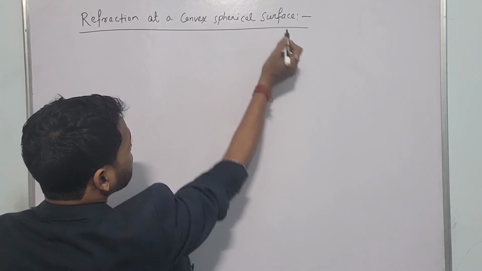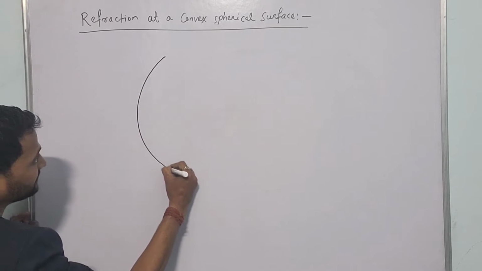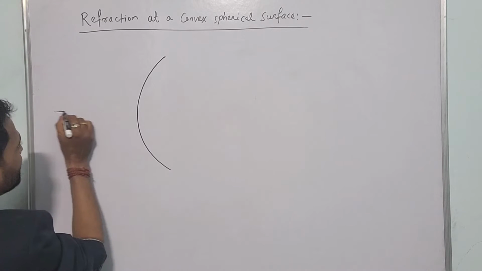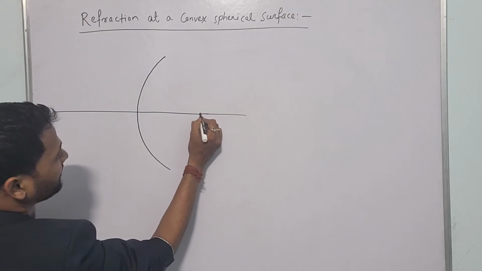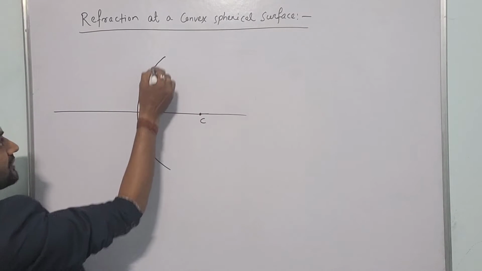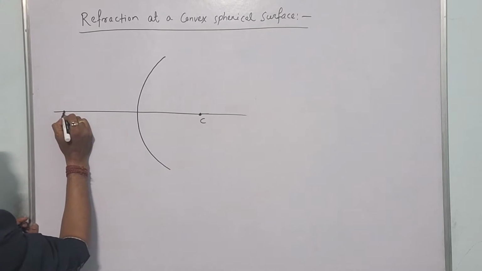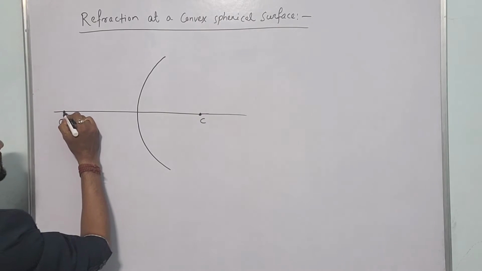First we'll take a convex spherical surface. See, this one is a convex spherical surface, okay? And this line is the principal axis. This point is the center of curvature. Here we can take a point object, right?